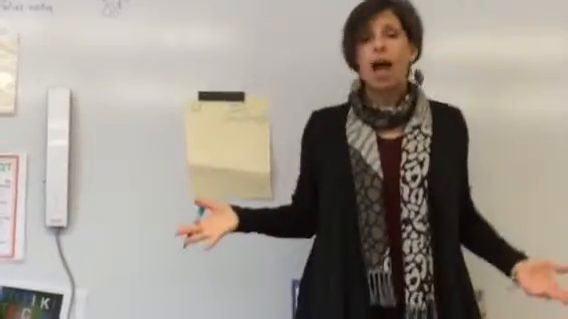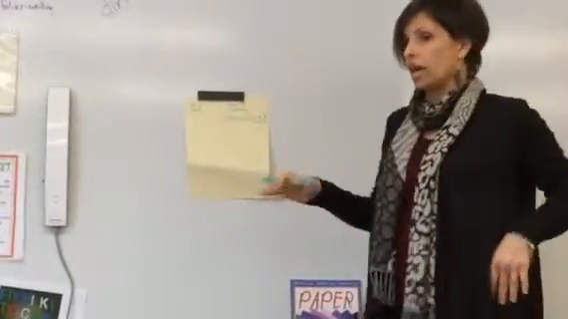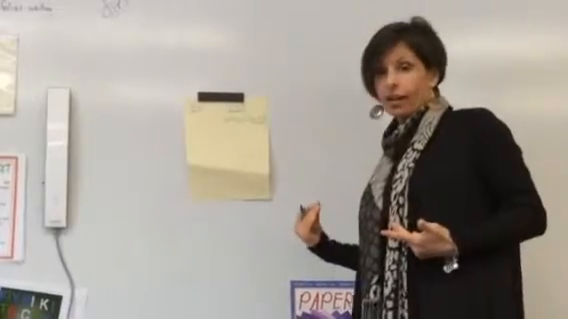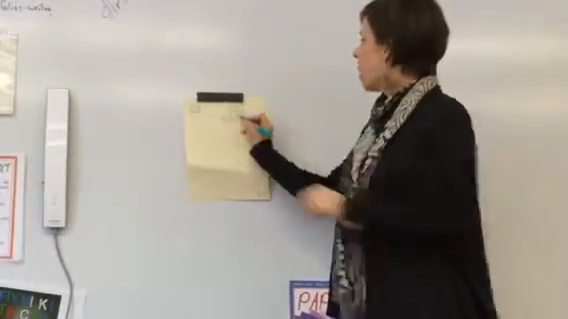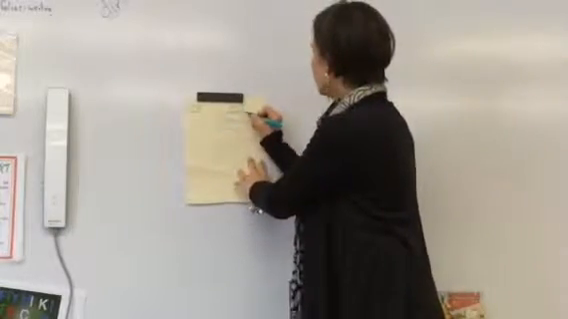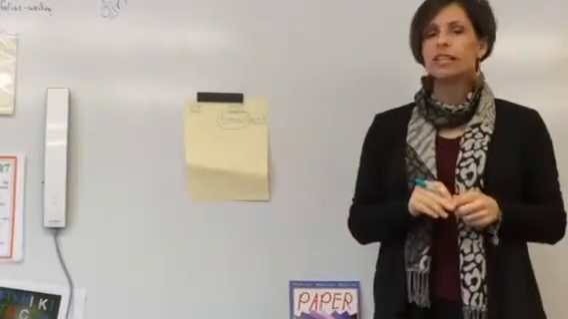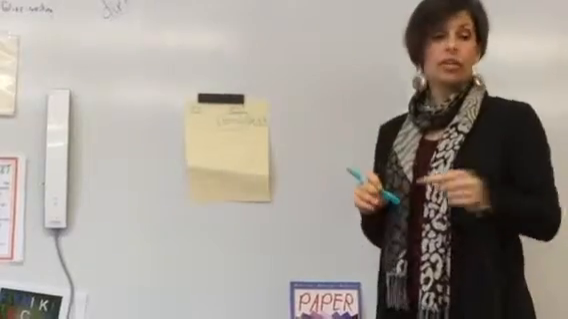It doesn't end in a Y, so we don't take off the Y, change it to an I, and add E-S-T, right? So we just leave it. We just add that ending. And this is the ending. Small is my base word. And the suffix that I added was EST. Give me another word. Thank you for your hand.